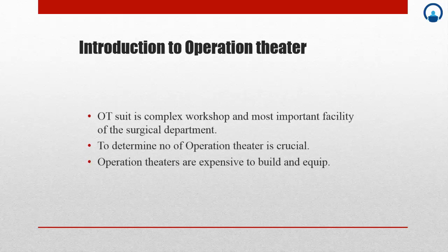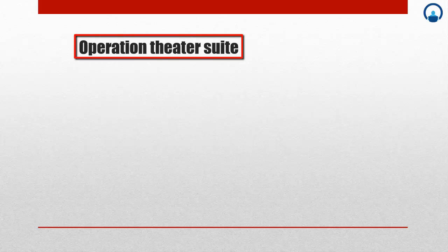In fact, the major part of the revenue comes from the surgery department, and for the surgery department, the OT is very important. So it's very important to determine how many operation theatres we should have, because an operation theatre is very expensive to build, and the equipment needed in it is also very expensive. So financial feasibility has to be examined to determine the number of operation theatres in a hospital.